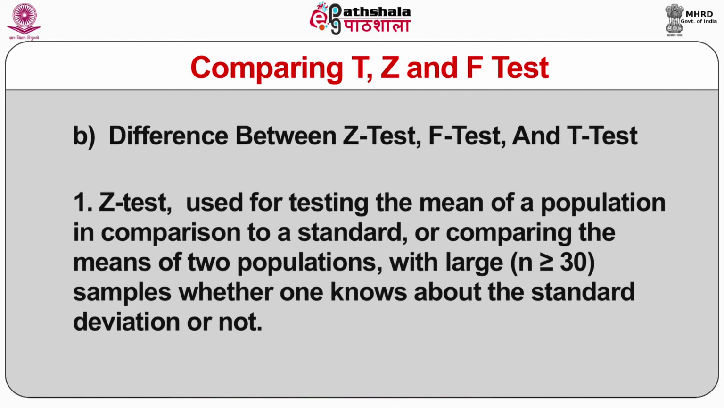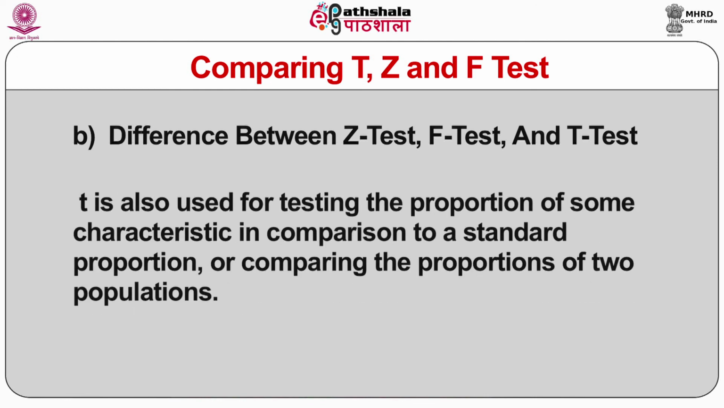So, first point, Z test. It is used for testing the mean of population in comparison to a standard or comparing the means of two populations with large sample, that is where n is equal to or greater than 30, whether one knows about the standard deviation or not, whereas T test is in the case of small sample. It is also used for testing the proportion of some characteristics in comparison to a standard proportion or comparing the proportions of two populations. For example, comparison of the average lecturer salary of men versus women.